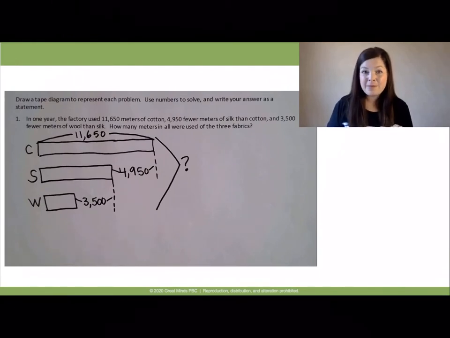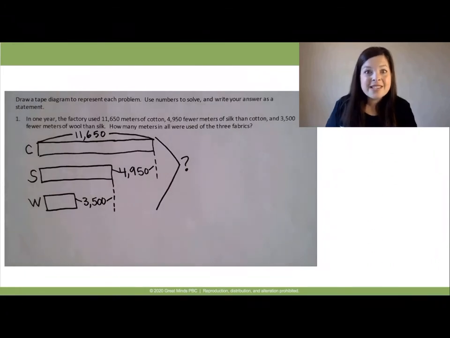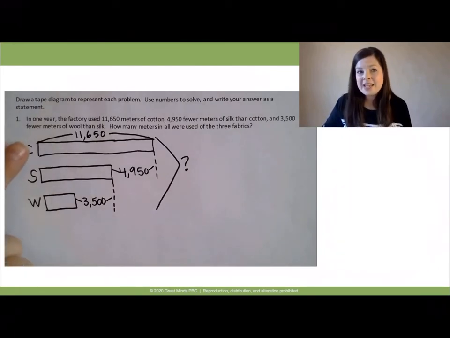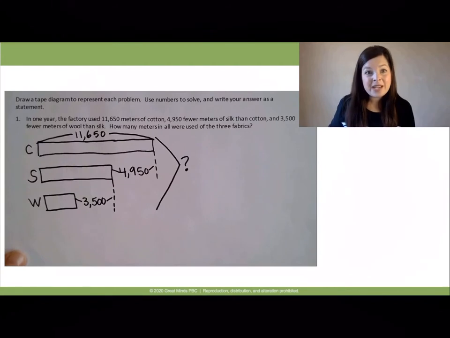Now, some of you may have been thinking while you were drawing, wait, is it okay to have 3 tapes in our tape diagram? We've only had 2 tapes in our tape diagram so far. Well, the answer is yes. We can have as many tapes in our tape diagram as we need for the things that we're comparing in our word problems.